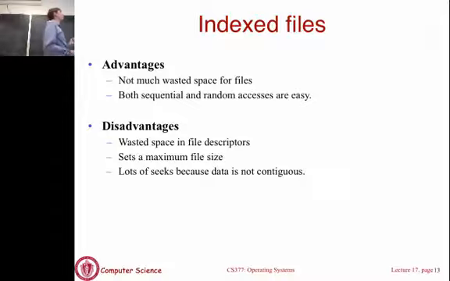Right, so advantages here: we're not wasting very much space for files themselves, because we still don't have the fragmentation issue, since we can lay things out however we want on the disk. We are wasting space in the file descriptors themselves, since most files are going to be much smaller than the maximum file size. Sequential and random accesses are both easy, though not as efficient as the contiguous case for sequential access, because remember we said that contiguous allocation is basically optimal for sequential accesses. But this is still reasonable.